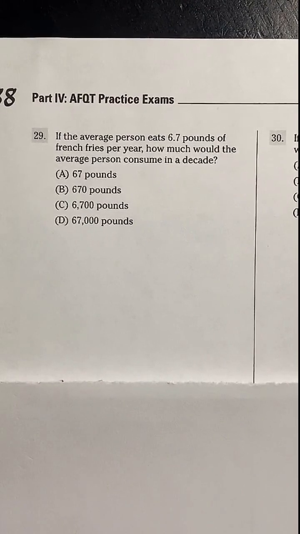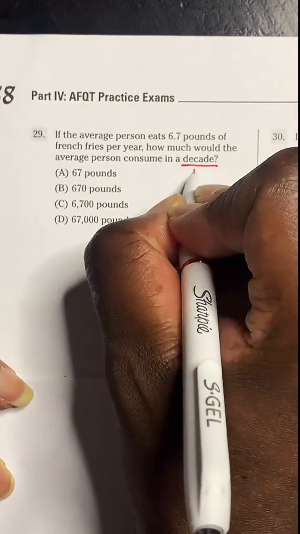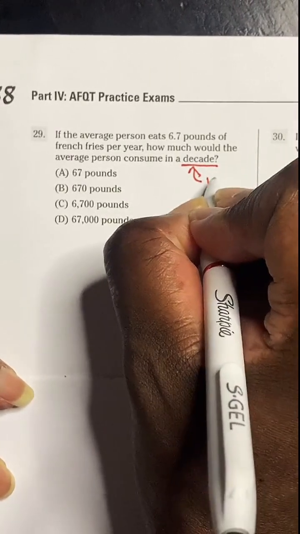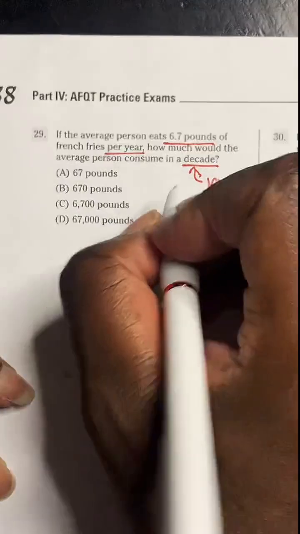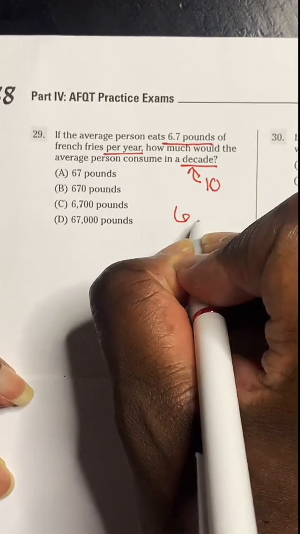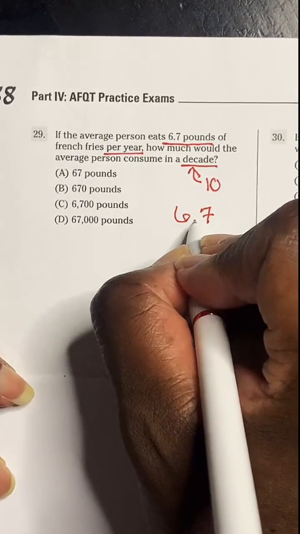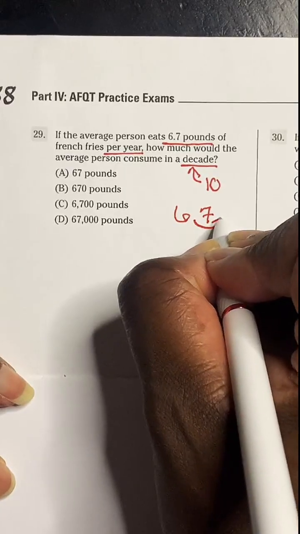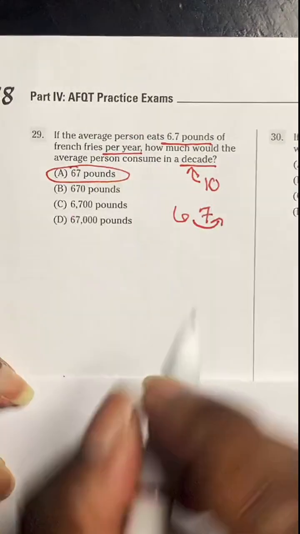All right, so the key part here is decade. What is a decade? Decade is 10 years. So if they're getting this in 1 year, I could multiply it by 10, or I could just simply move the decimal over because I'm making it bigger when you're multiplying by 10. So that's how you get your A.